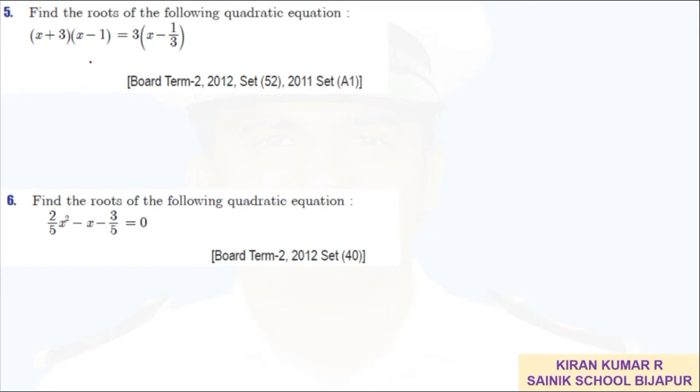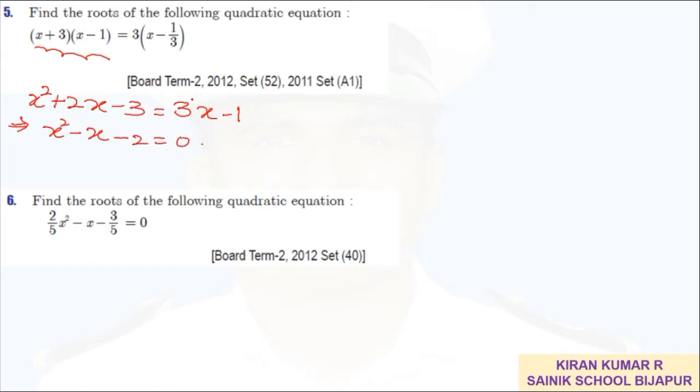Here, the given quadratic equation is not in standard form. For that we need to multiply these two. Upon multiplication it becomes x square plus 2x minus 3 equal to, when you multiply this, 3x minus 1. Further it becomes x square minus x minus 2 equal to 0, by transposing 3x minus 1 to the left hand side.